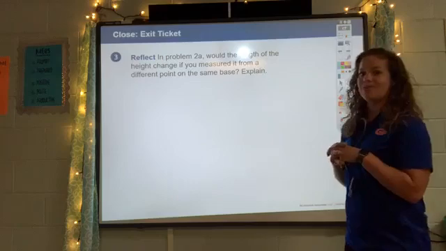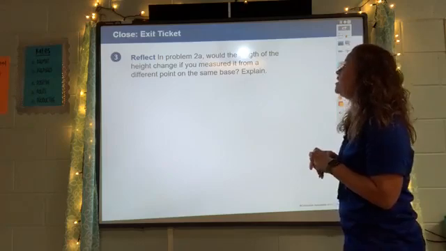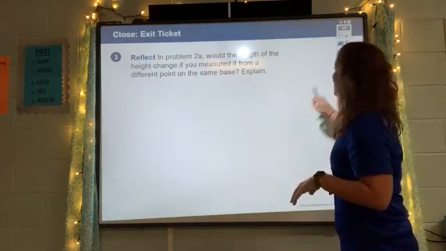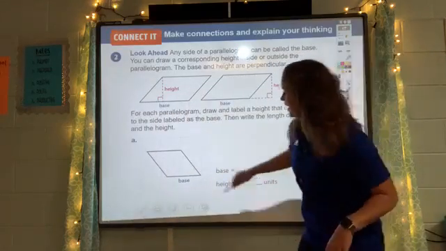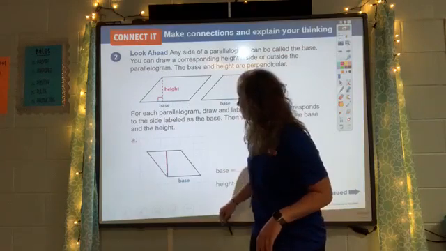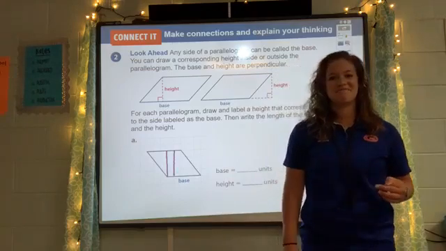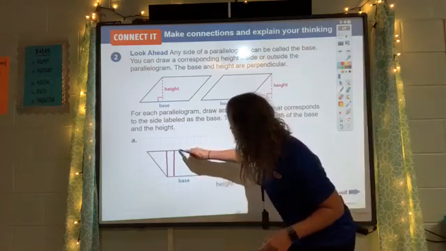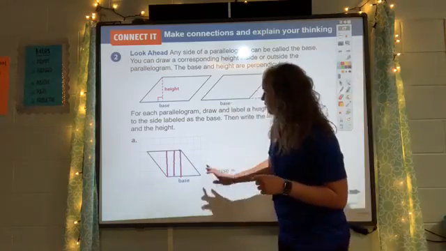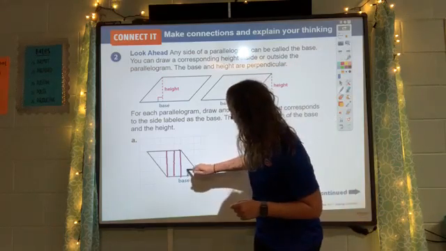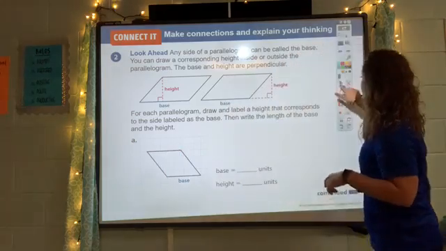All right. In problem 2a, would the length of the height change if you measured it from a different point on the same base? So if we're going back and looking at A, and we measured it from here, and we got 4, but what if I took it from here to the top? Would it be the same? Yes, it would. All right, if I took it from this corner, would it be the same? Yes, it would. Okay, the only spot where it's going to be a little different is if you're not sticking at a corner at the highest spots. So I want you to think about that.